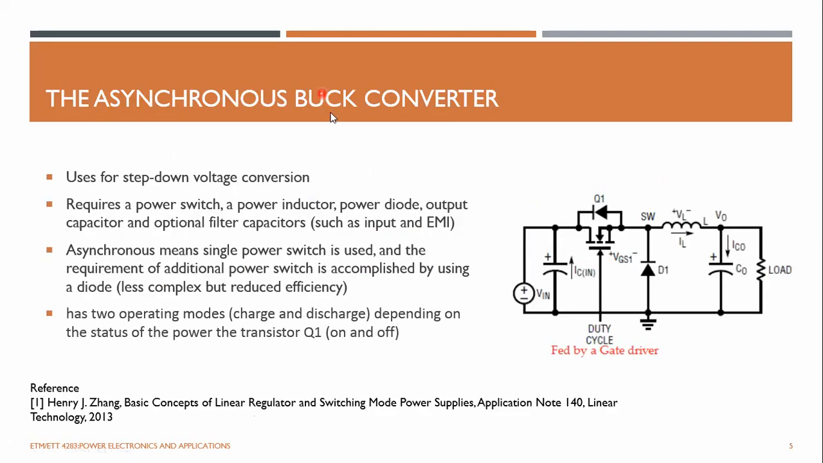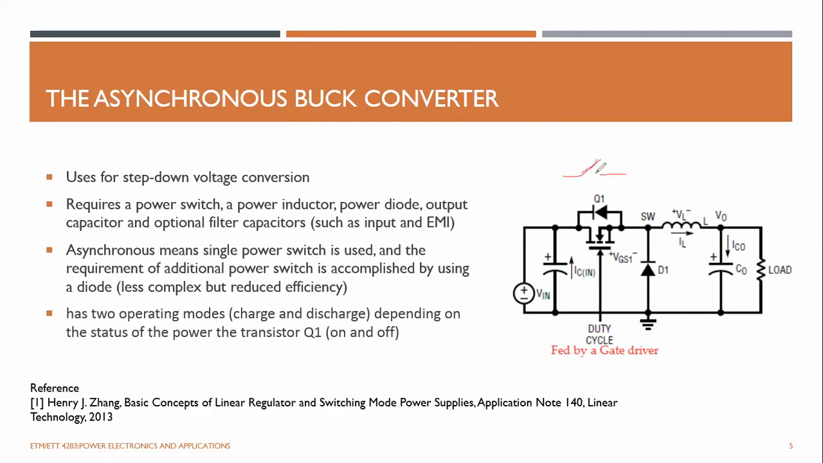All right, now we are moving to the real scenario, which is the asynchronous buck converter. This is for step-down voltage conversion, and it requires a power switch. This is a simple circuit diagram of a buck converter. You have this power supply, which could be a battery, or you can add an input capacitor as well. And this is your power switch, which is simply a switch, like in switched capacitor converters.